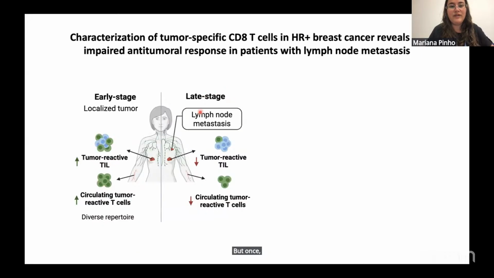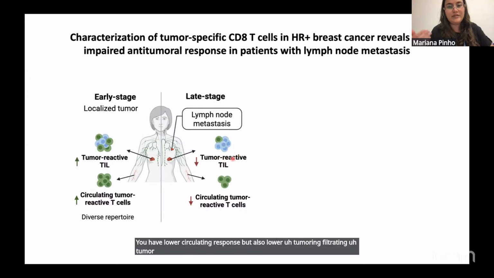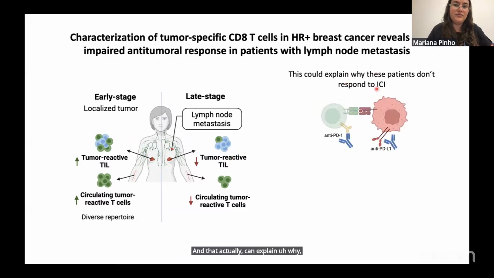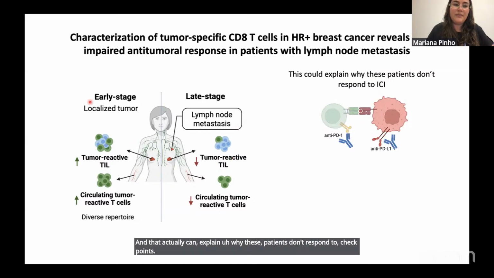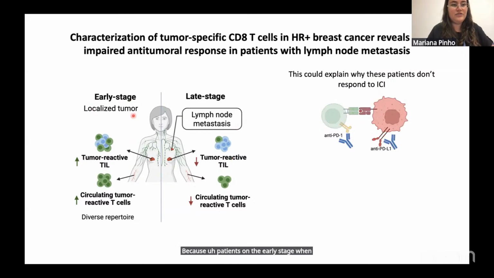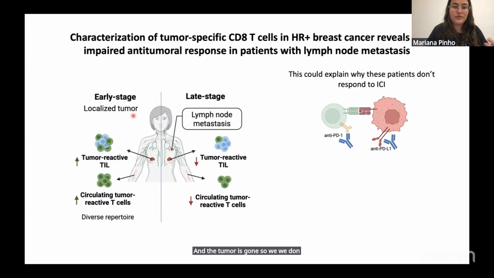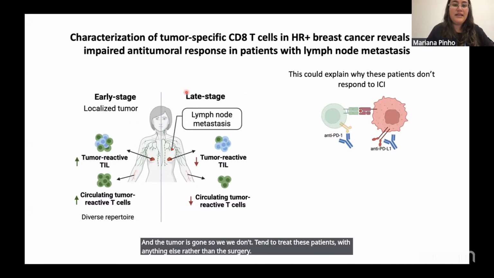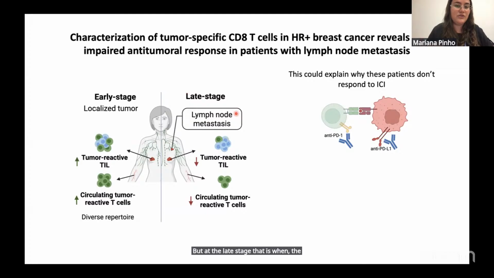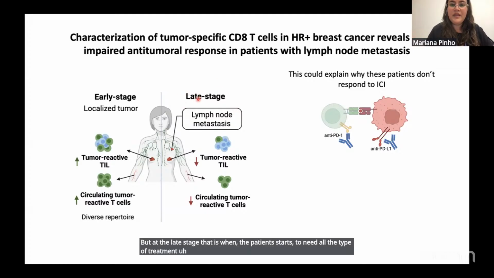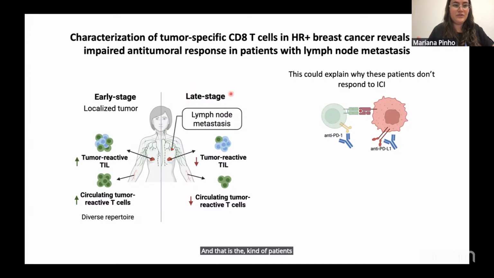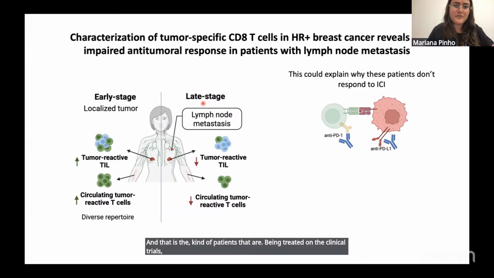But once you have patients with late stage with lymph node metastasis, you have lower circulating response, but also lower tumor-reactive tumor-infiltrating T cells. And that actually can explain why these patients don't respond to checkpoint, because patients at the early stage, when they have just localized tumors, just receive the surgery and the tumor is gone. So we don't tend to treat these patients with anything other than the surgery. But at the late stage, that is when the patients start to need other types of treatment besides the surgery. And that is the kind of patients that are being treated in the clinical trials for checkpoint blockade.